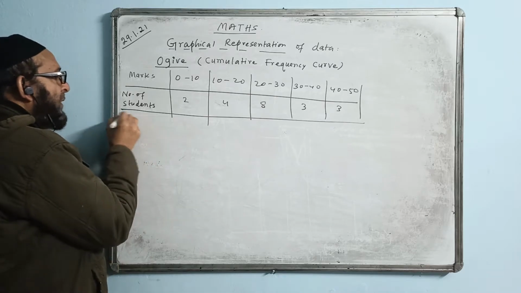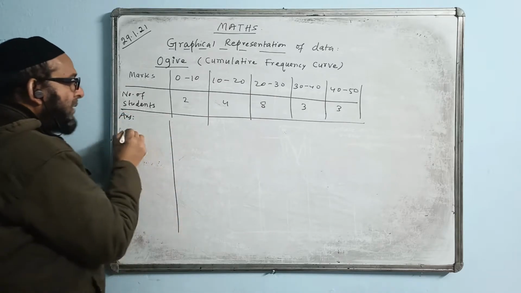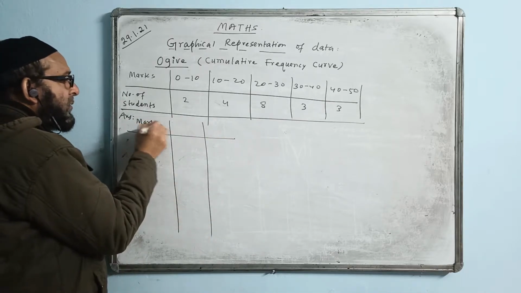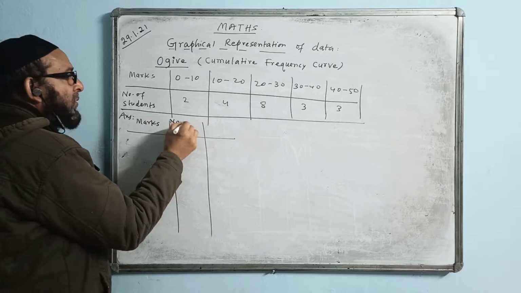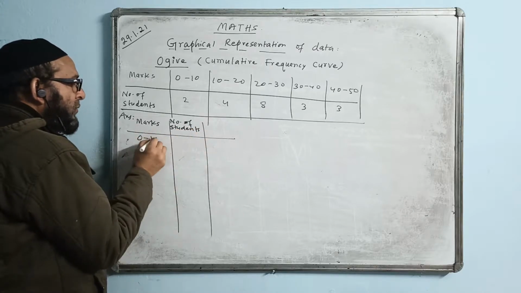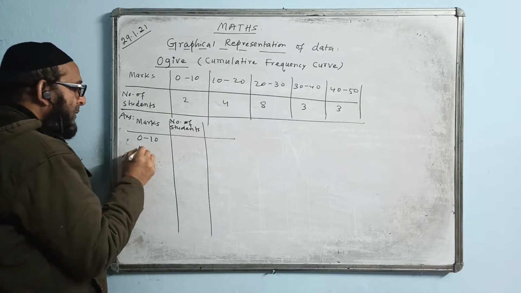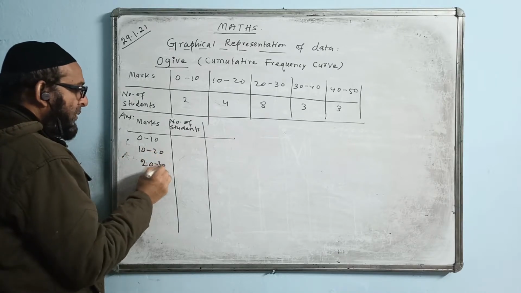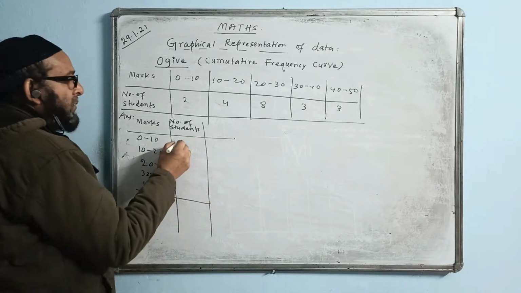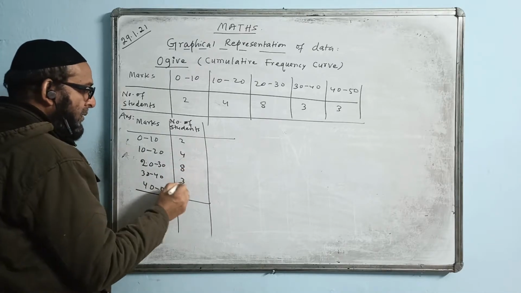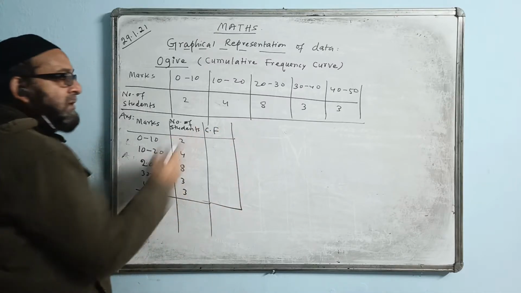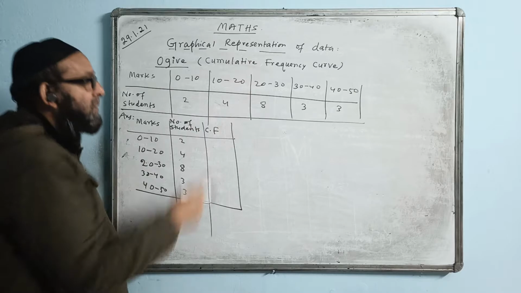So, while answering, in the answer sheet, we will make a new table in column form. Marks, and here number of students. Marks: 0 to 10, 10 to 20, 20 to 30, 30 to 40, 40 to 50. Students: 2, 4, 8, 3, 3. Here we will make one extra column. We get CF. CF is cumulative frequency. That's why it is called cumulative frequency curve.